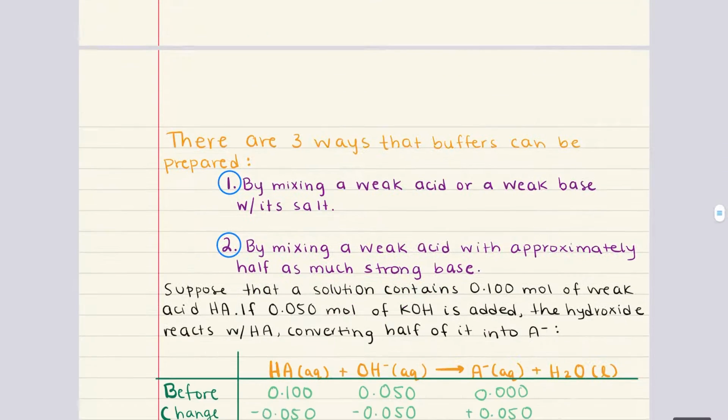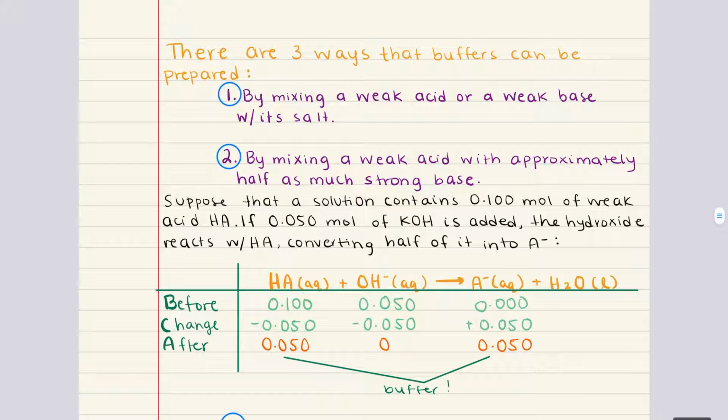With that being said, there are three primary ways to prepare a buffer. The first involves mixing a weak acid or weak base with its corresponding salt. So for example, combining acetic acid with sodium acetate forms a buffer because the acetic acid acts as the weak acid and acetate ions serve as the conjugate base. This combination ensures that the solution has both components needed to neutralize the added acids or bases effectively.